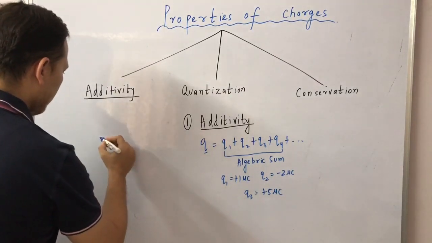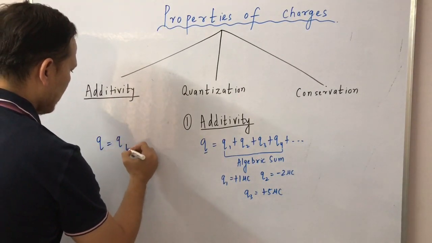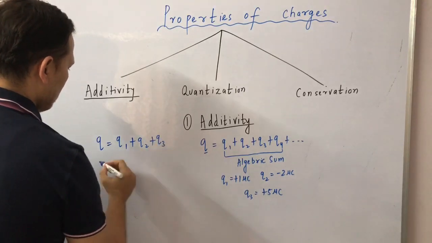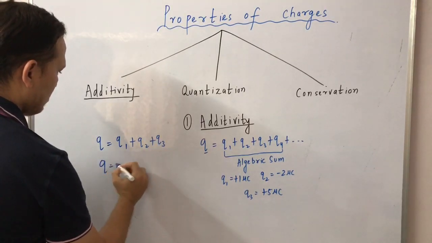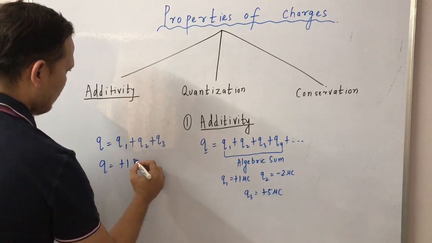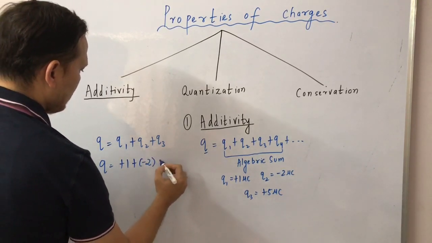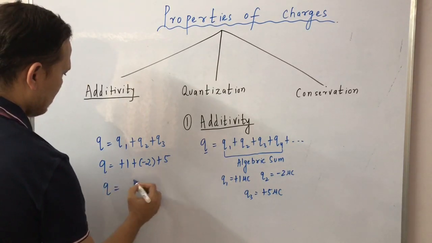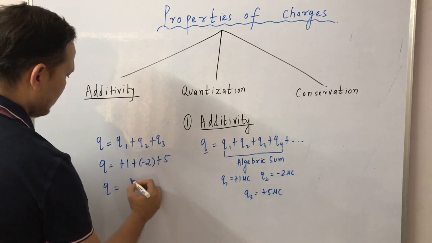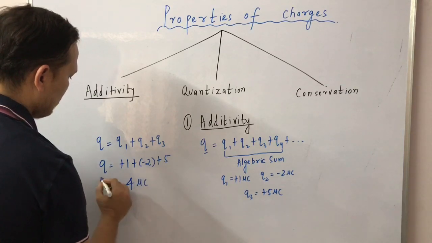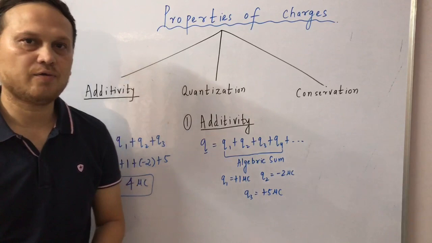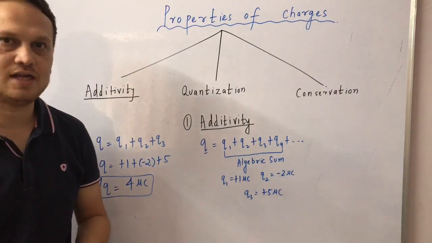the total charge will be Q equals Q1 plus Q2 plus Q3. So we'll get plus 1 microcoulomb plus minus 2 and plus 5 microcoulomb. Adding this, we'll get 5 plus 1 is 6, minus 2, that is 4 microcoulomb. From this we can know that the charges are additive in nature and that they can be added algebraically.